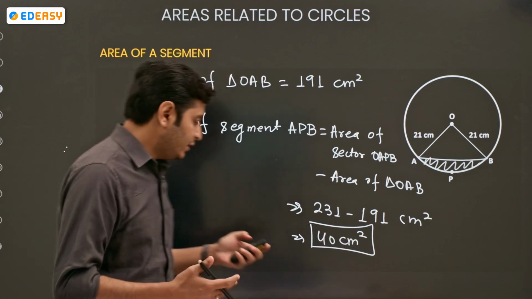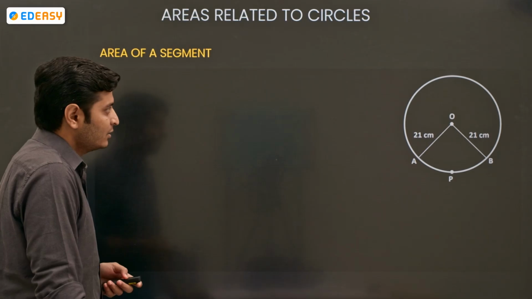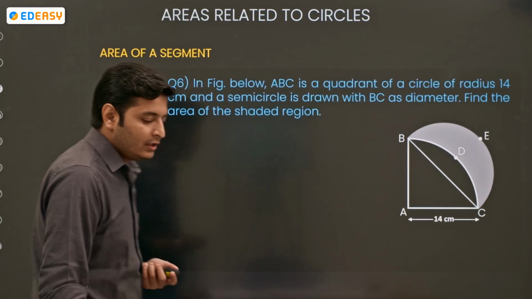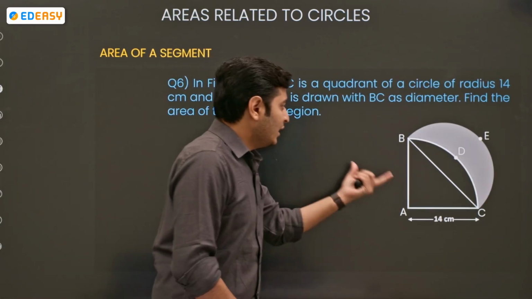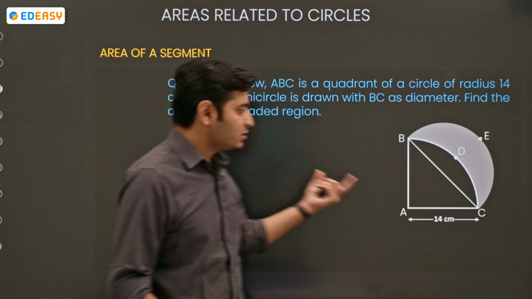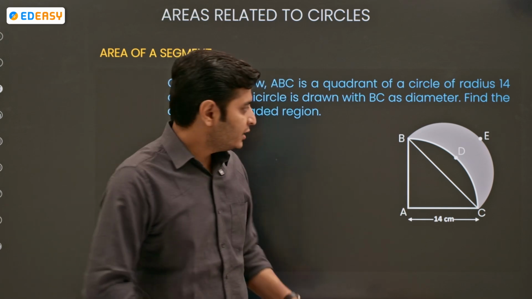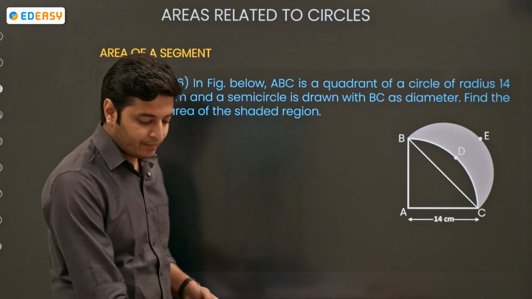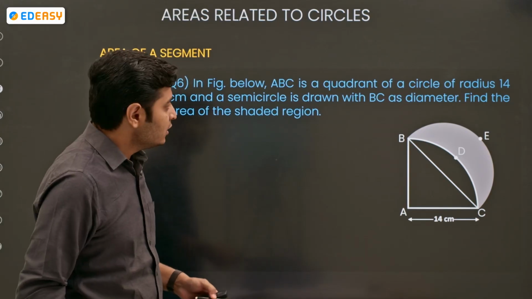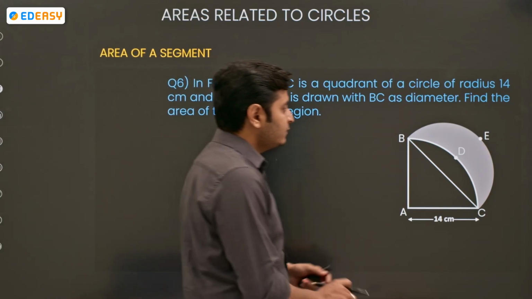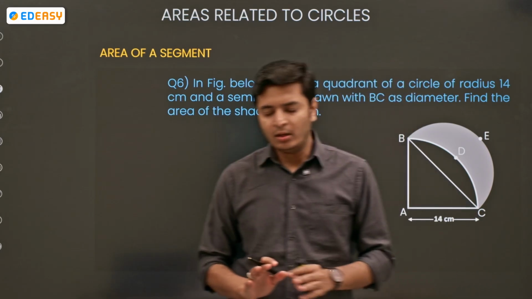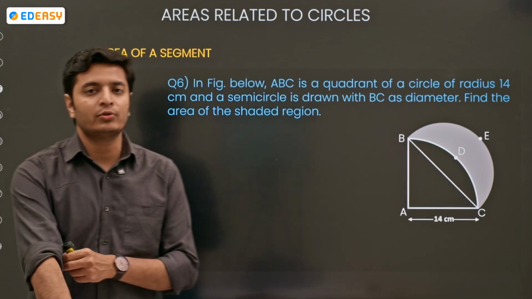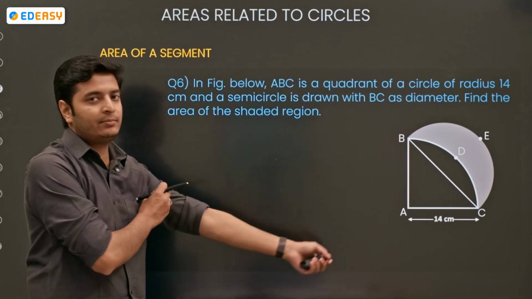Now let me show you one different type of problem that came once in the final board exam. Here, as you can see, the image is given, the figure is given. So there is some normal portion and there is some shaded portion, correct? Now, we need to find the area of the shaded portion basically.